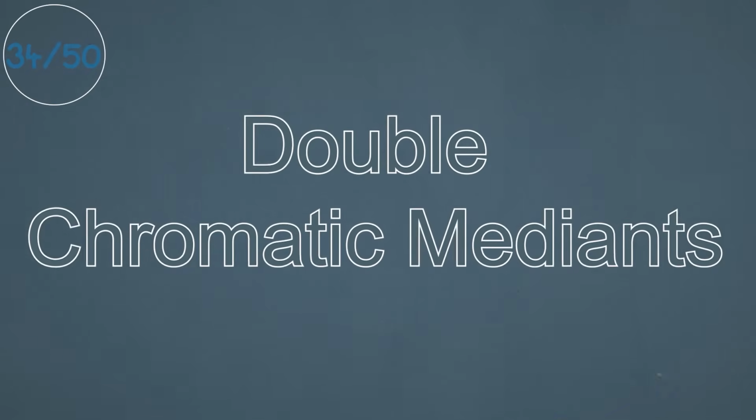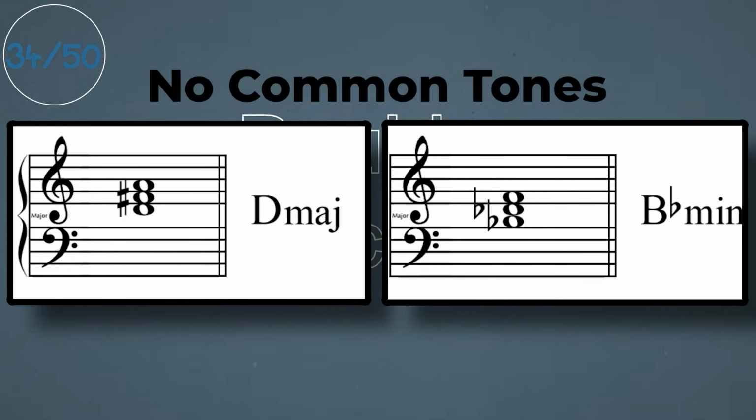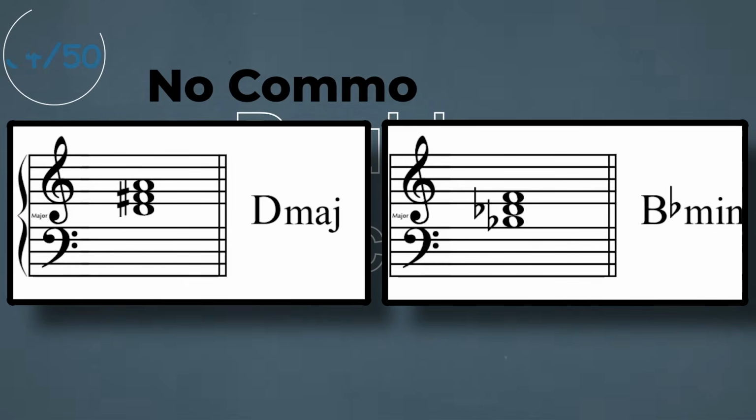Double chromatic medians. A double chromatic median is 2 chords that are a third away that do not contain any common tones. For example, D major moving to B flat minor. One of my favorite chord moves.